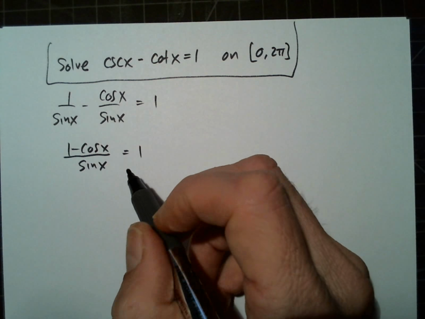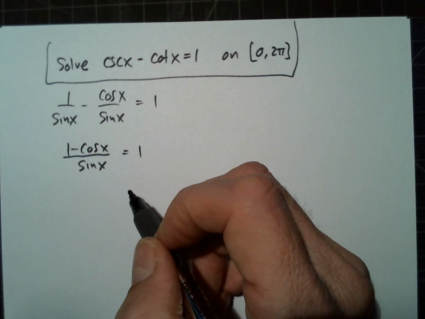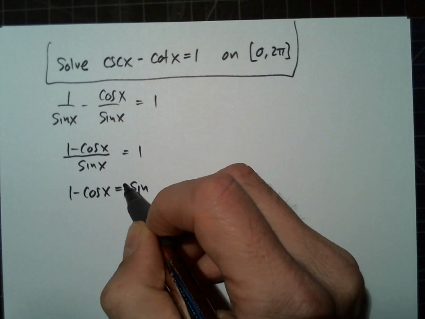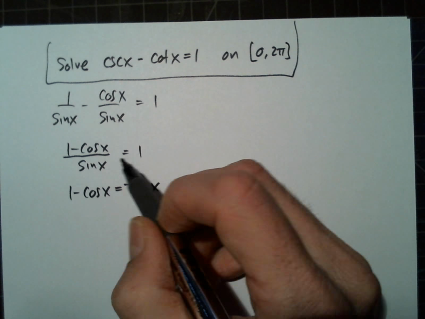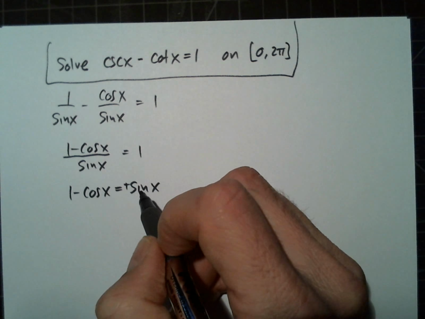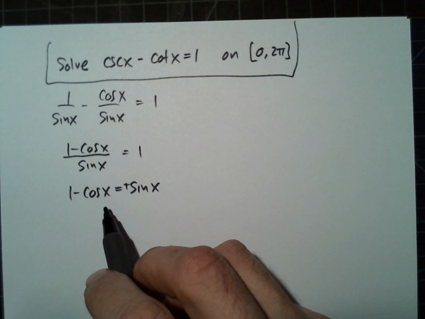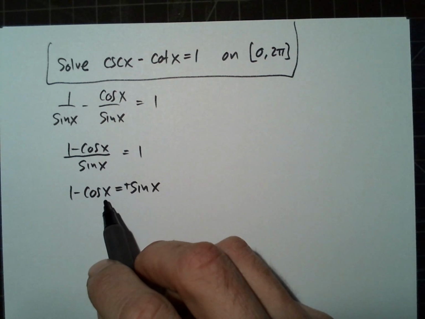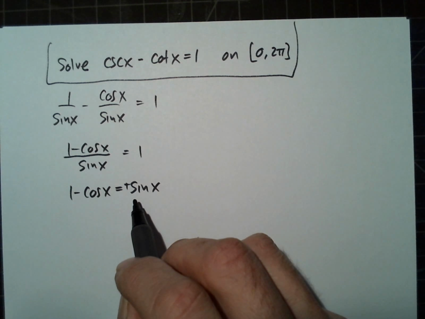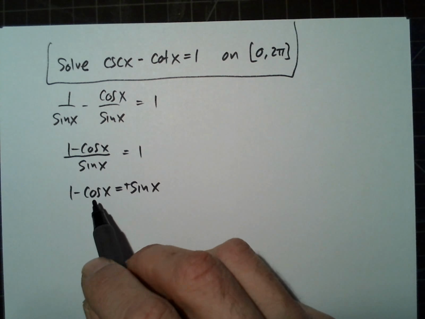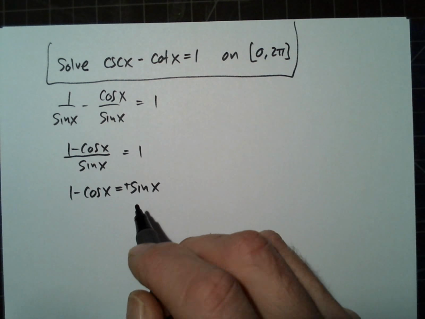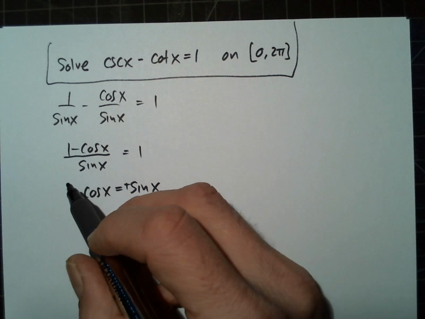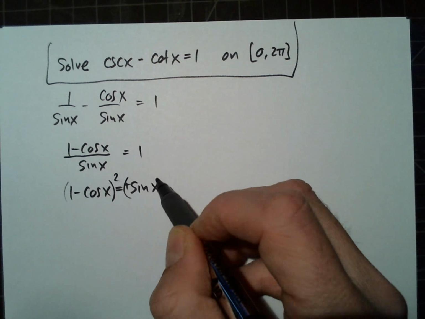and it looks like we could do this: 1 minus cosine equals negative sine. No, positive, multiply both sides by sine, and let's go ahead and square both sides, because we can't solve anything unless it's factored, and we can't factor anything here. But if we square it, we'll have a Pythagorean identity, so let's square it.